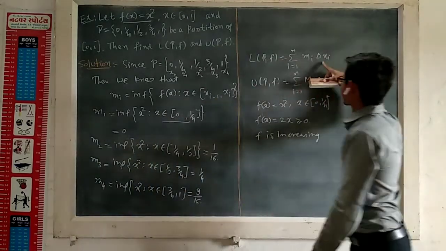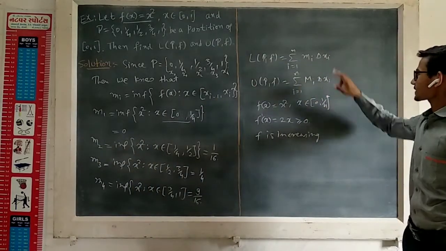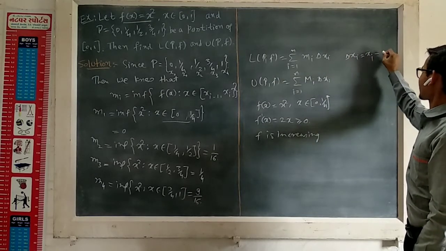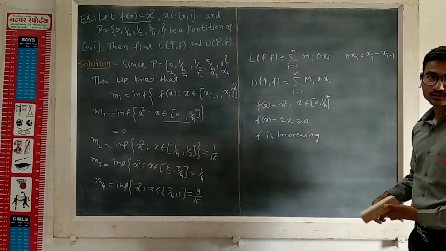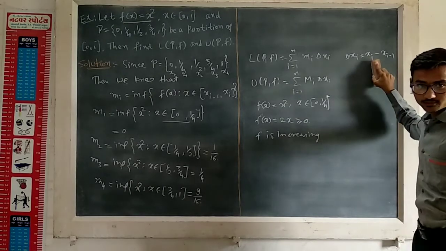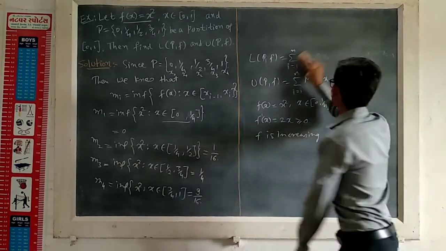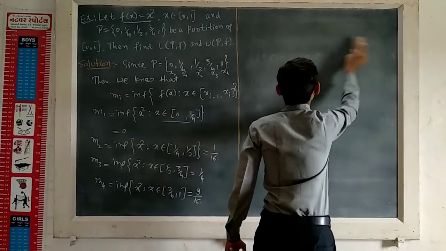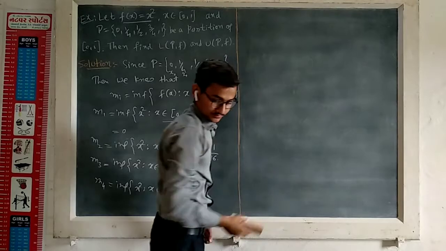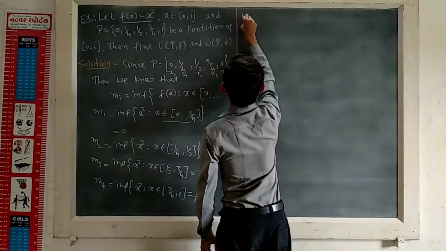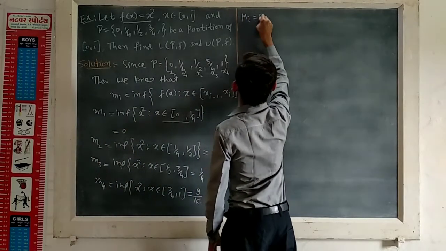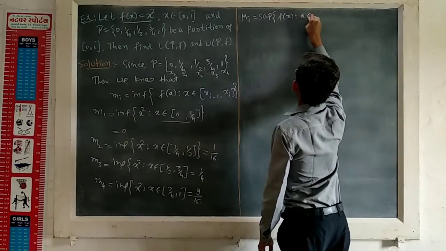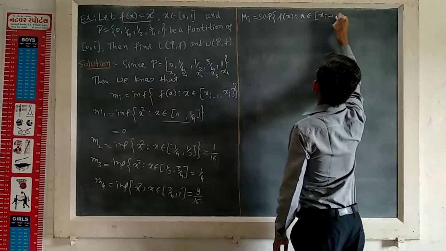What is delta xi? Delta xi is x i minus x i minus 1, the maximum value of that interval minus the smallest value of that interval. Now we find capital M1, M2, M3 and M4. What is the definition of Mi? It is the supremum of f of x such that x belongs to x i minus 1 to x i.